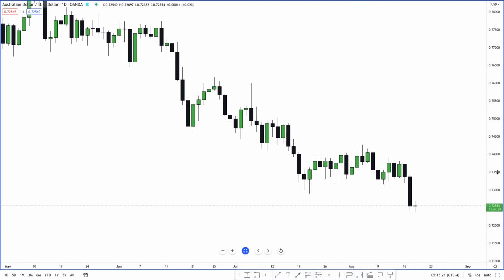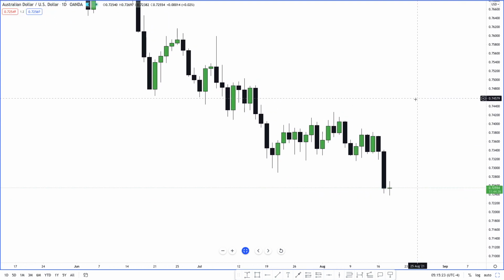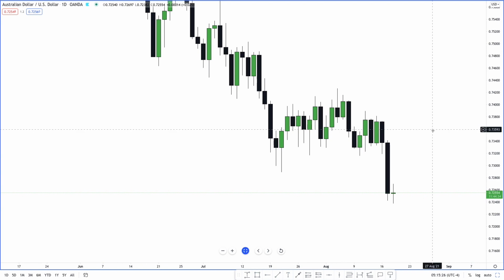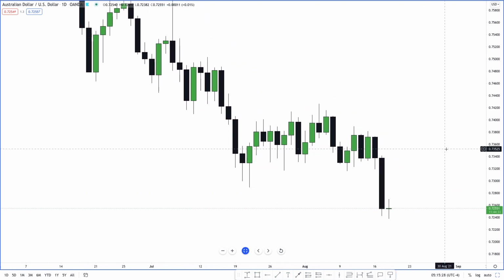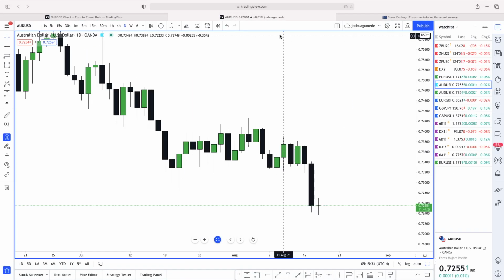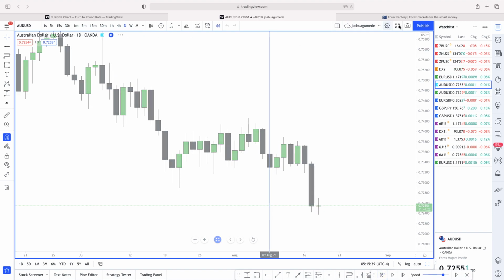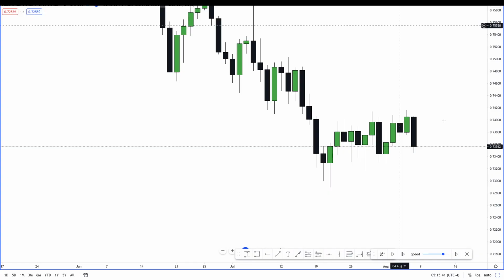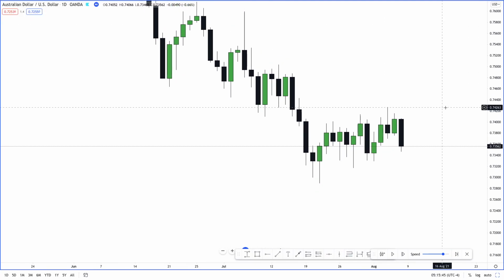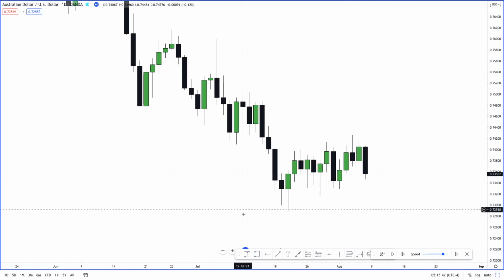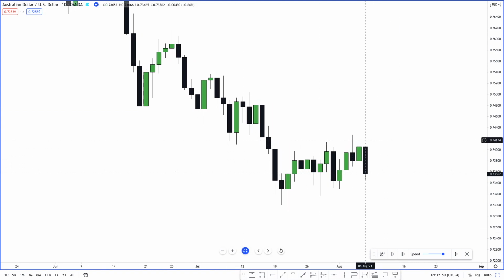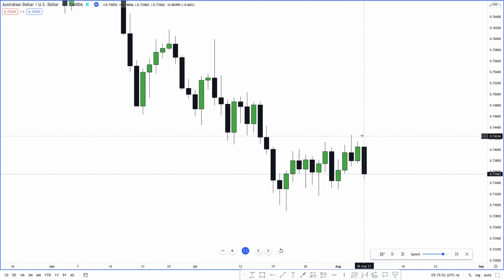So now that we have a bias, we have a direction to where price is likely to go next. Last week, let me get bar replay on here. This was the 6th of August 2021. I think this was the Friday, Saturday was the 7th, Sunday was the 8th, and then Monday was the 9th.